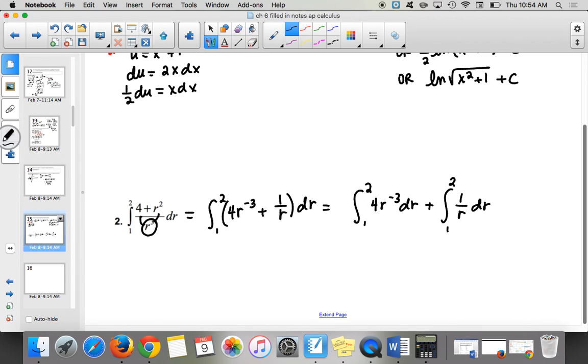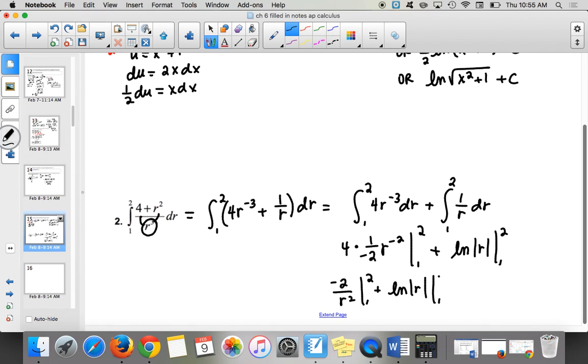So the rule for the first part, if I have 4r to the negative 3, is I can use that power rule. I can add 1 to the power. So I have my r to the negative 2. Don't write r to the negative 4. A lot of people have been doing that. I'm going to have my 1 over my negative 2, and I'm going to multiply by that 4, going from 1 to 2. Well, what's the rule for the next one? How do I integrate 1 over r? Yeah, natural log. So natural log of the absolute value of r going from 1 to 2. So I have my negative 2 over r squared going from 1 to 2, and I have my natural log of the absolute value of r going from 1 to 2.